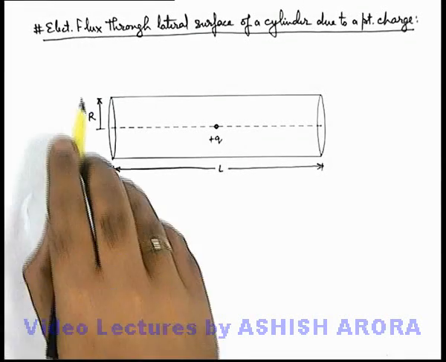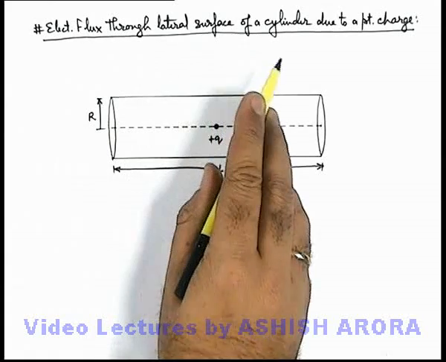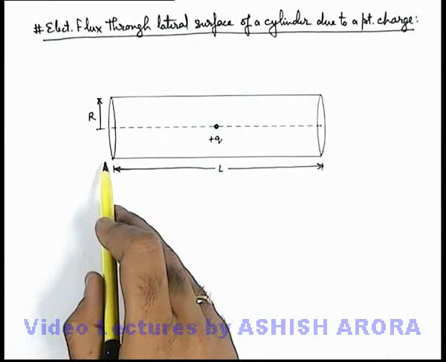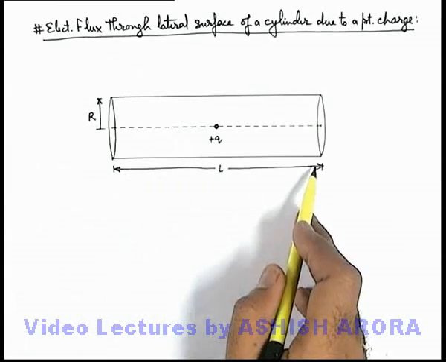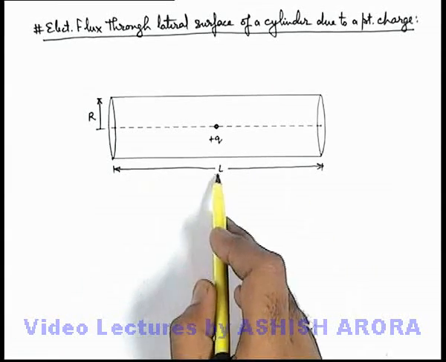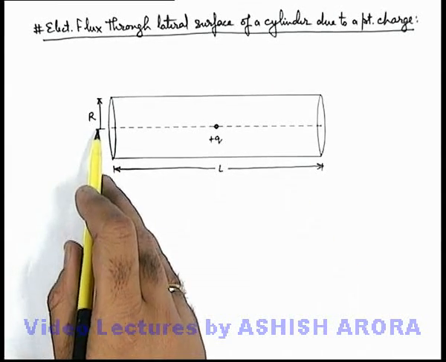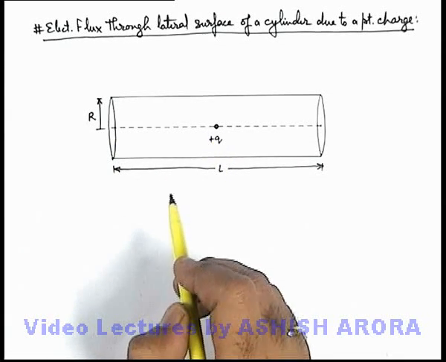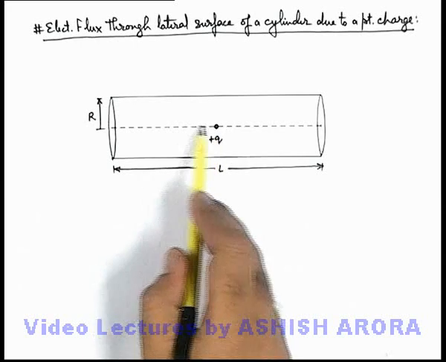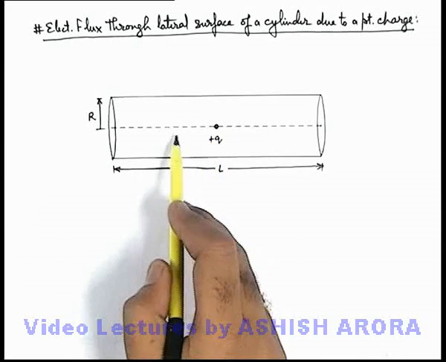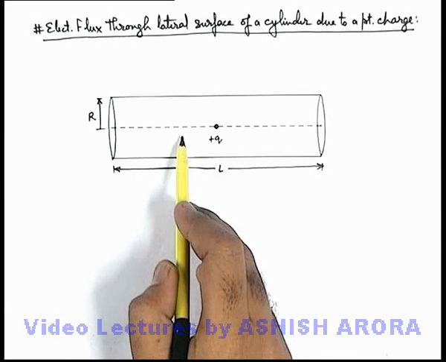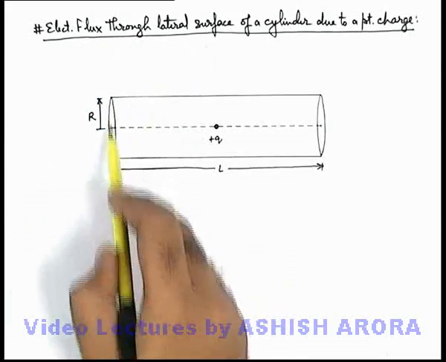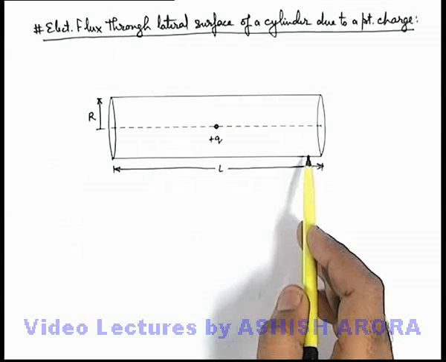Let us discuss the electric flux through the lateral surface of a cylinder due to a point charge. In this situation, you can see we are given a cylindrical surface of length L and radius R, and at the center of this a point charge Q is placed. We know that due to this point charge, electric flux will be emitted in the radially outward direction. And here we are required to find the electric flux through the lateral cylindrical surface of the cylinder.